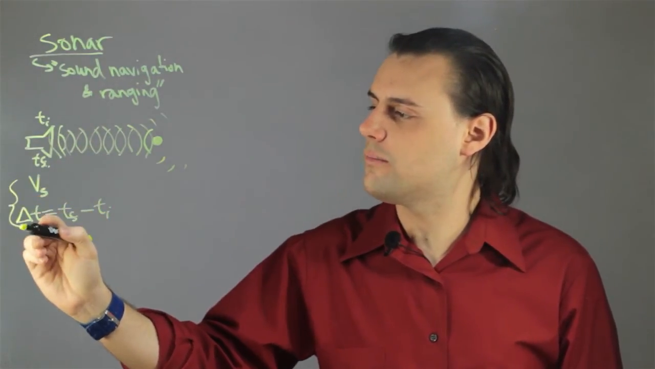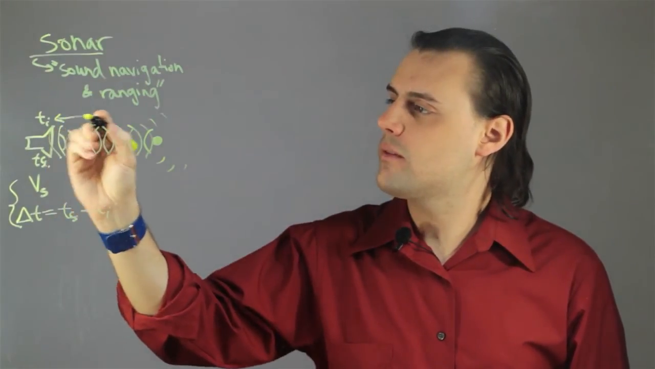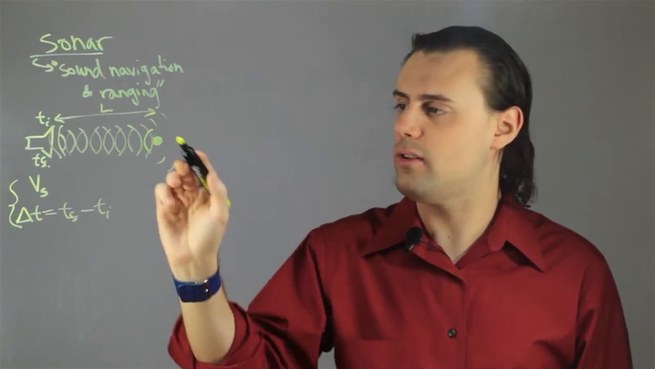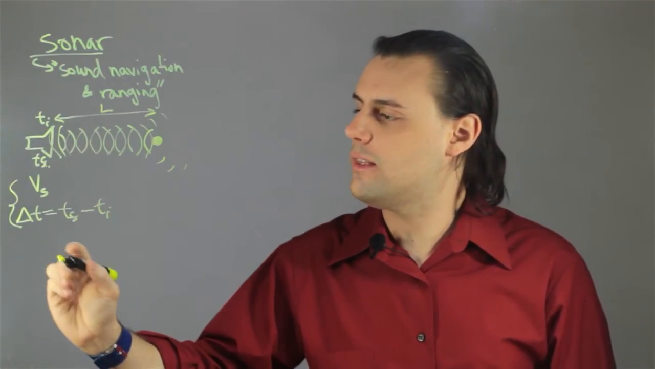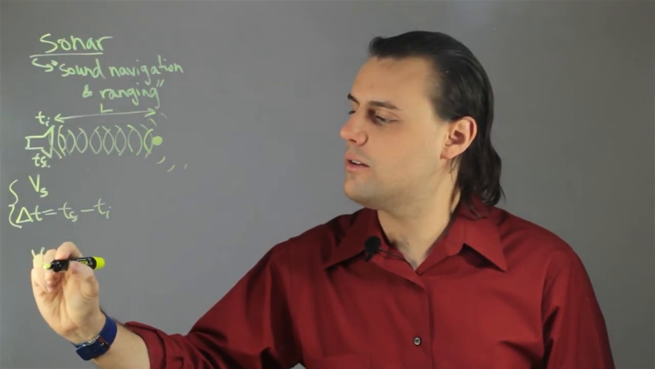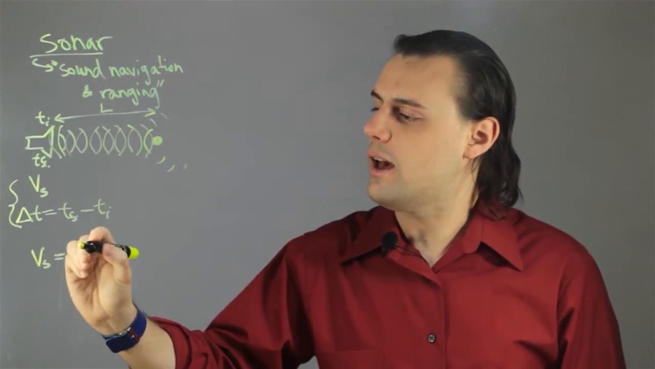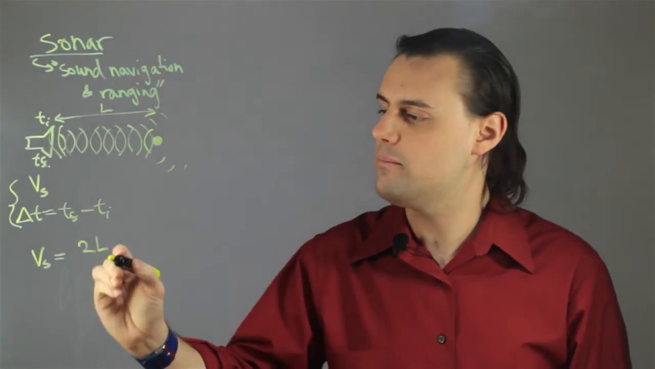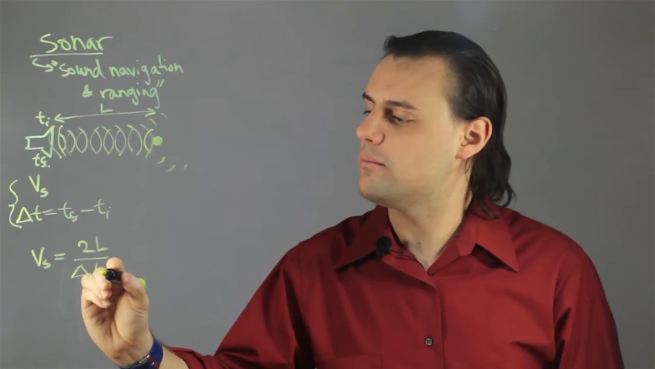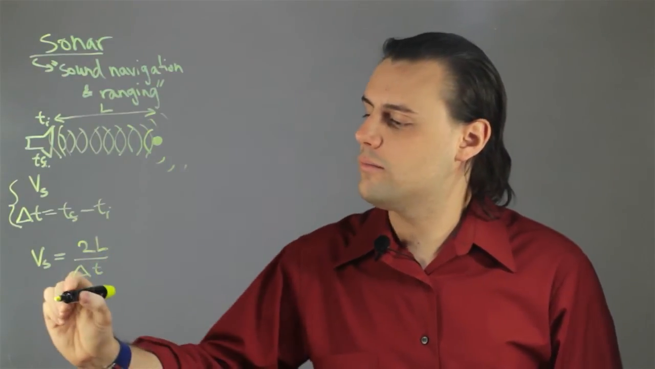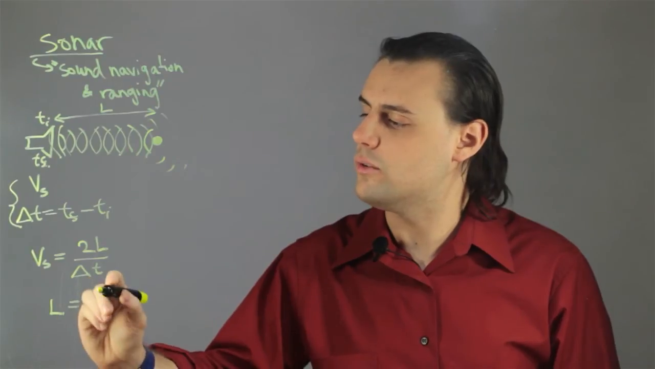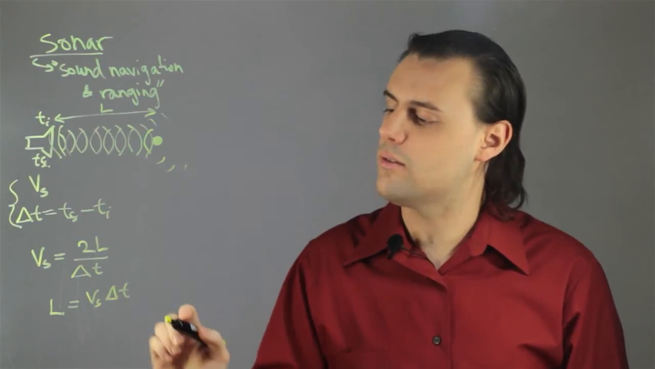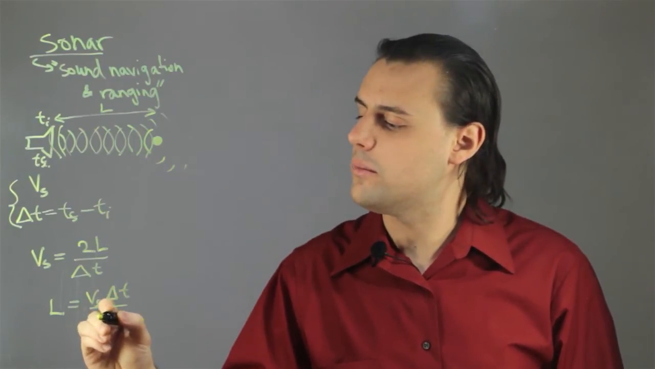these two parameters. So, if we have some length L between this transmitter, the source, and the target, we understand then that the speed of sound is going to be given as 2 times that distance, because of the fact that there's a round trip time, divided by that round trip time, delta t. Therefore, the distance is equal to the speed of sound in the medium times the round trip time divided by 2.